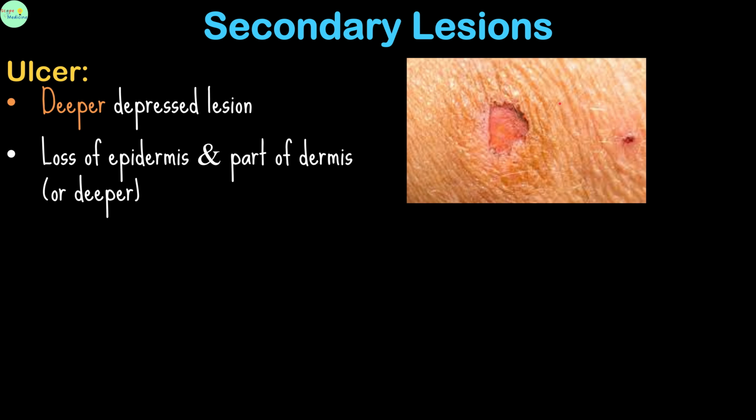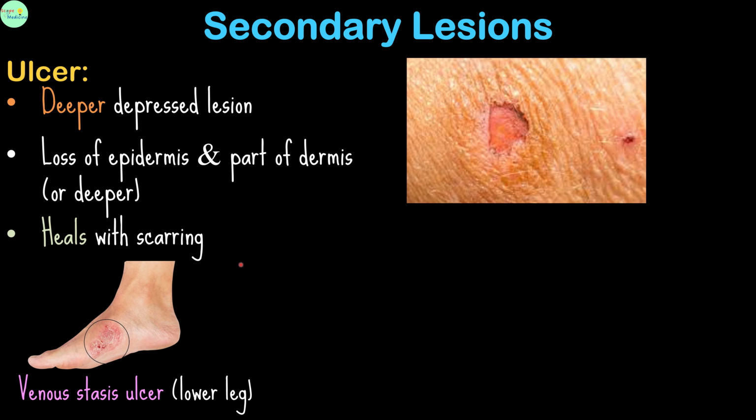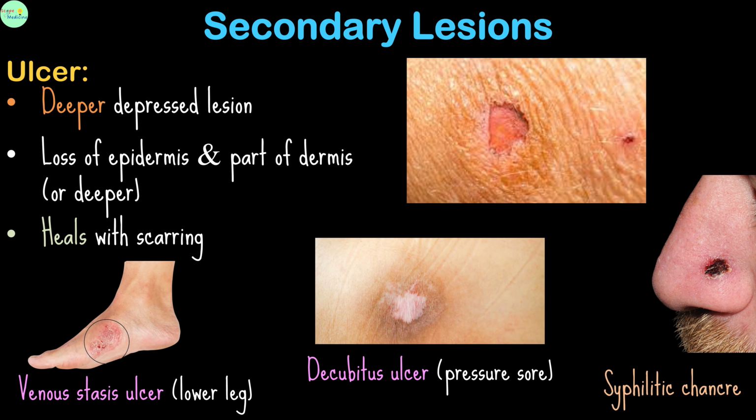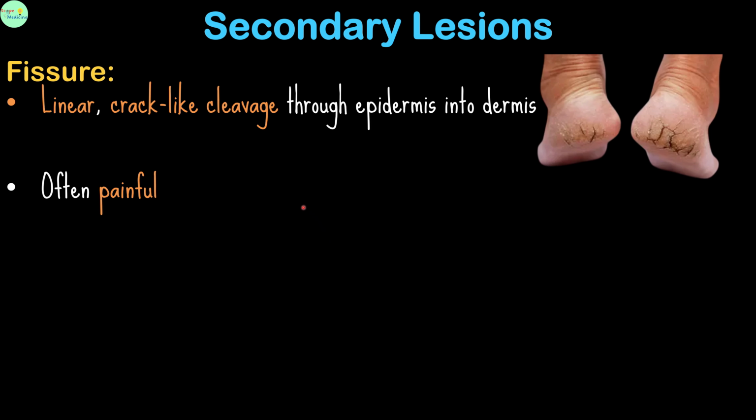An ulcer is a deeper depressed lesion with loss of the epidermis and at least part of the dermis, and sometimes deeper tissues. Because it damages the dermis, it heals with scarring. Examples include a venous stasis ulcer on the lower leg, a decubitus ulcer or pressure sore, and the primary chancre of syphilis.